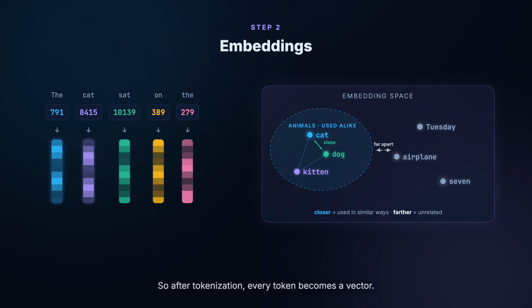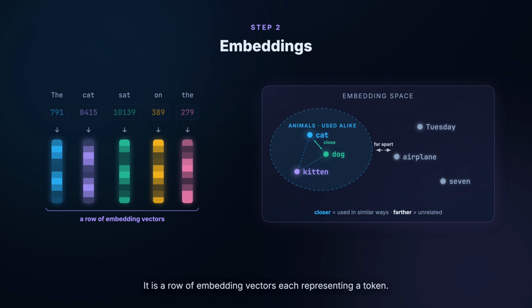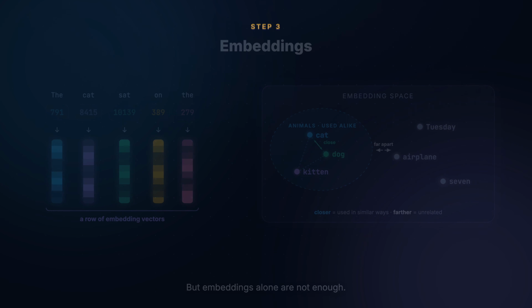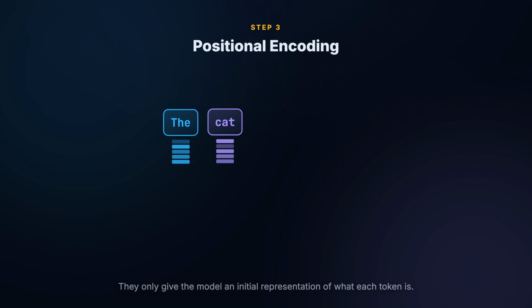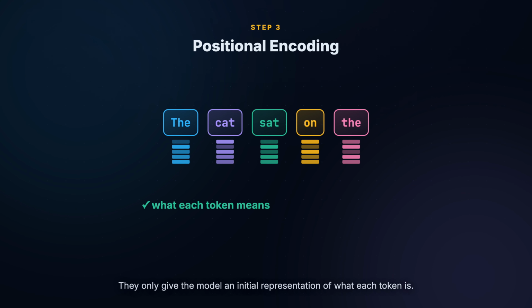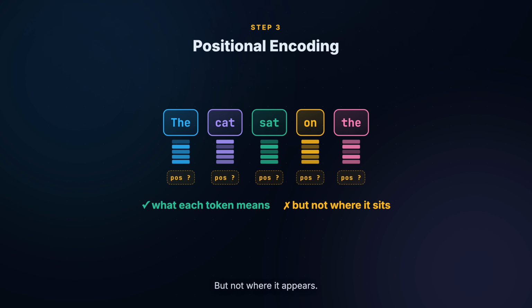So after tokenization, every token becomes a vector. Now the sentence is no longer just a row of IDs. It is a row of embedding vectors, each representing a token. But embeddings alone are not enough. They only give the model an initial representation of what each token is, but not where it appears.